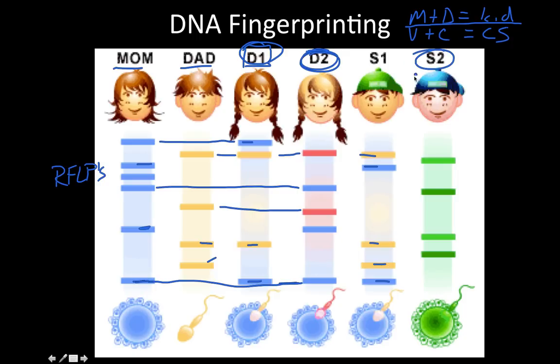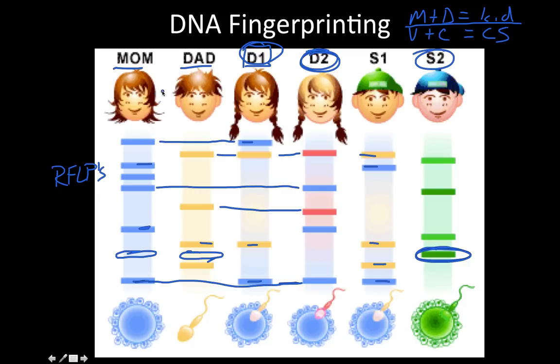Last one is, here's our son number 2, and we have this band right here. Let's just look at that one. This band, if we draw all the way across, whoa, there's nothing there on dad, there's nothing there on mom. This child number 2 is definitely not the son of mom and dad, because this RFLP right here did not come from dad, didn't come from mom. There's no way he could be the child of mom and dad here.